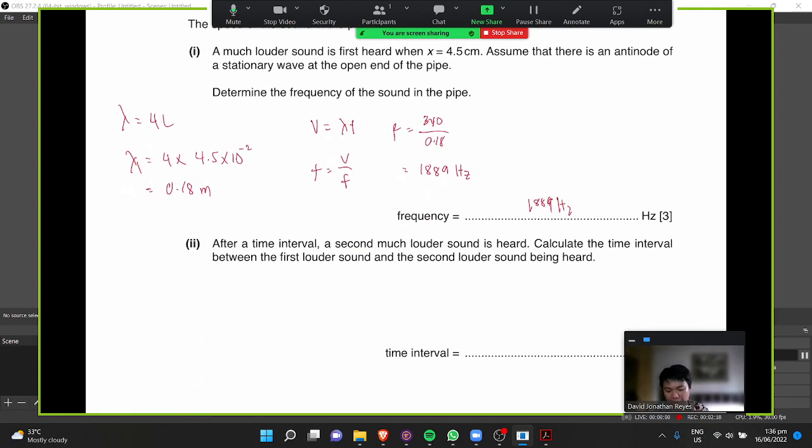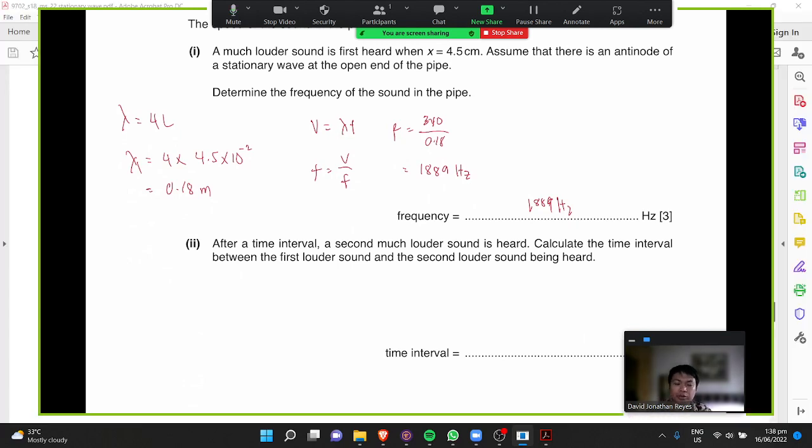Now, it says here, after a time interval, a second much louder sound is heard. Calculate the time interval between the first louder sound and the second louder sound being heard. All right, in order for us to solve this question, you just need to deal with first what would be the wavelength of that louder sound. So most likely the wavelength would be equal to the current value of wavelength divided by 2. So that gives you 0.09 meters.